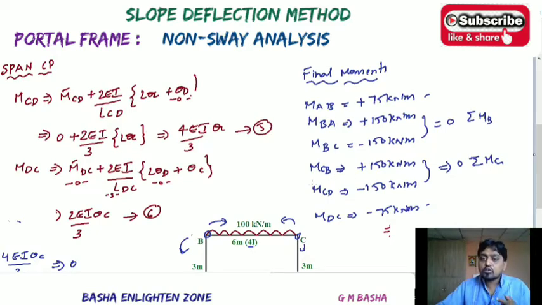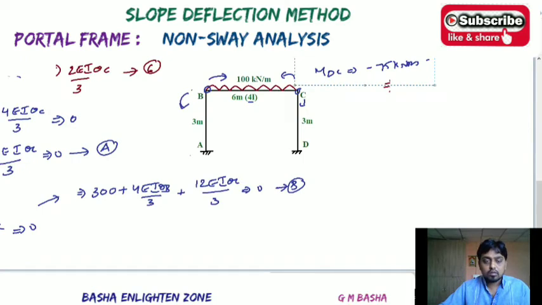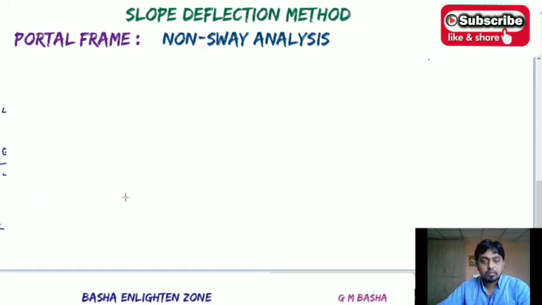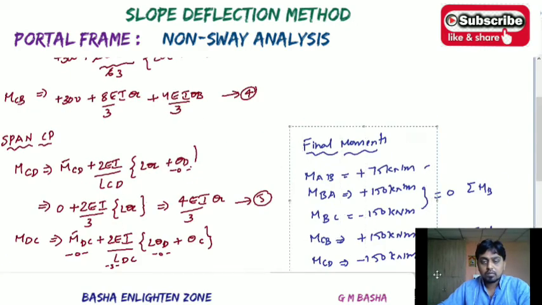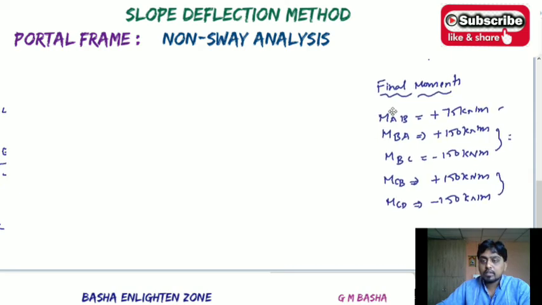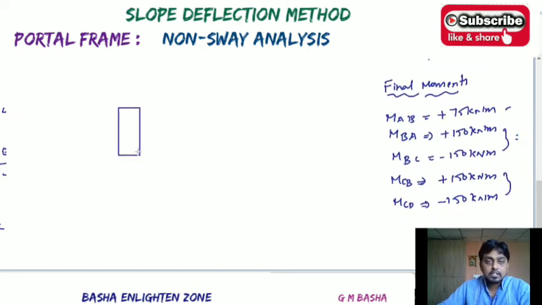After obtaining this, based on these final moments you can draw the bending moment diagrams and calculate the horizontal reactions and vertical reactions. So based on these final moments I will draw the bending moment diagram. So these are the final moments. I will take the frame as it is, ABCD, along with the same span conditions.